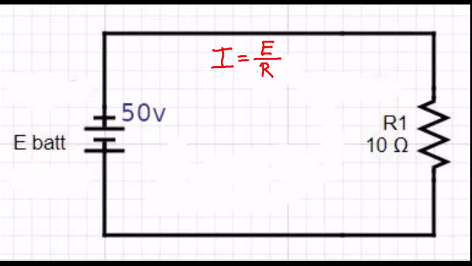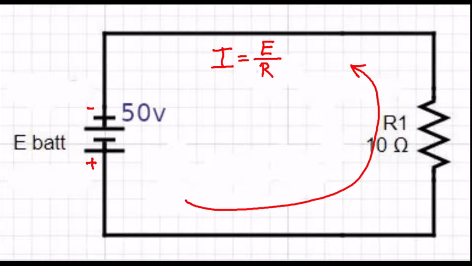And we're going to figure that this is the plus side of the battery, this is the negative side, therefore the current flow is going to be in this direction. So let's go ahead and solve for current. If we put E on top, that is 50, and resistance on the bottom, that is 10. 50 divided by 10 equals 5, which tells us that the current equals 5 amps. We use a little a to show that. Okay, next we're going to take a look at a parallel circuit.